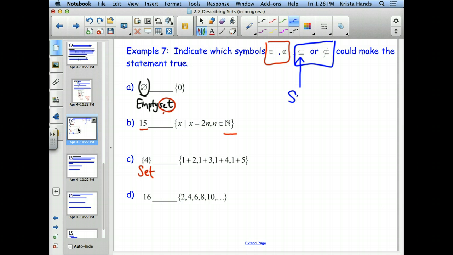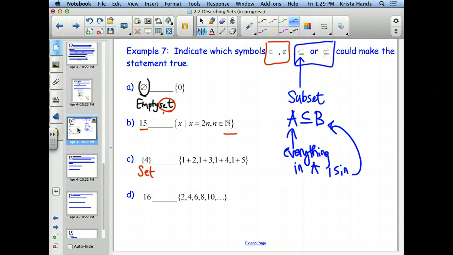Subset. And what it really means is that if you've got sort of this A subset B, it means that everything in A is in B. That's what it means, and it has to be a set because we're talking about sets here. These are both sets. A and B are sets.